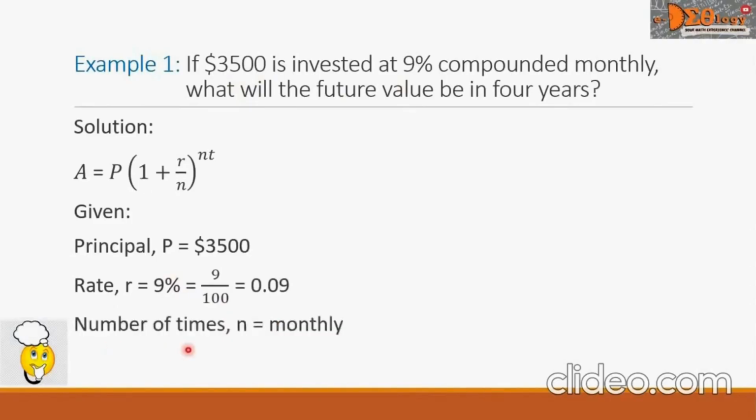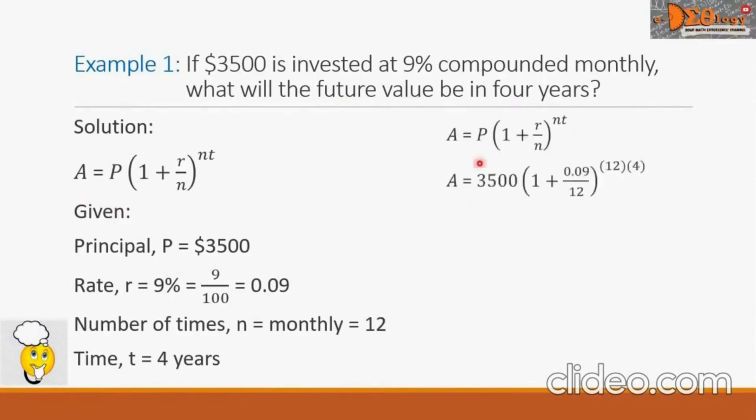Then the number of times the interest is compounded, it's written here monthly. So we will write n equals 12. Next is the time, denoted by T, and that is 4 years. So in this problem, we want to get the future value using this formula. Let us copy again this formula here, and then let us do the substitution.